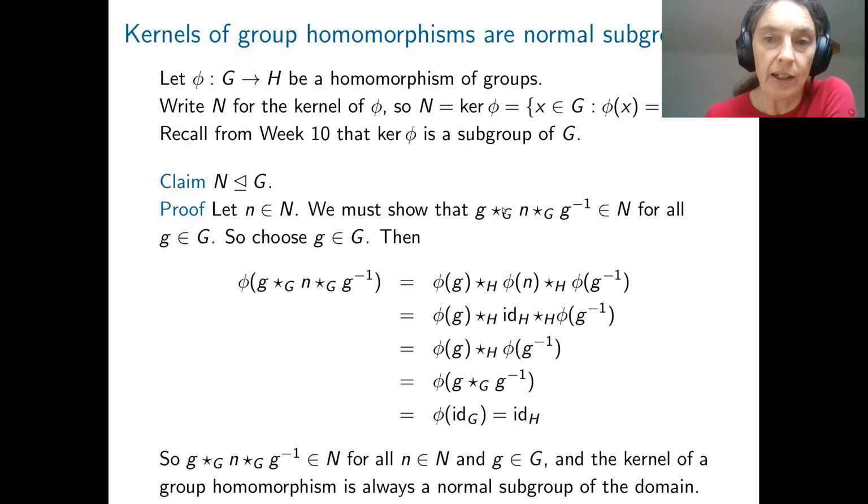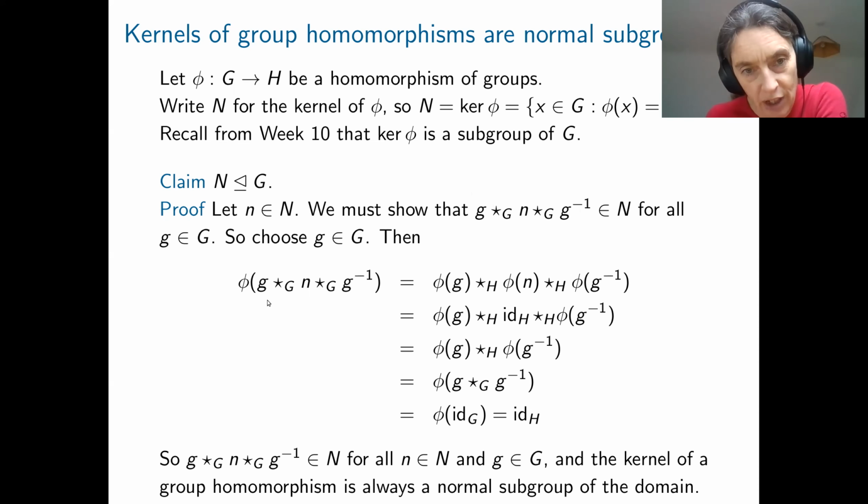What we need to show, and here for explicit clarity, I've written the group operation of G as star G. If you want to just write g n g inverse here, that's absolutely fine. What we must show is that for every group element g of the domain G, g n g inverse also belongs to this subgroup N. To show that something is in N, we show that its image under phi is the identity element of H. So we apply phi to it and hope to show that what we get is the identity element in H.